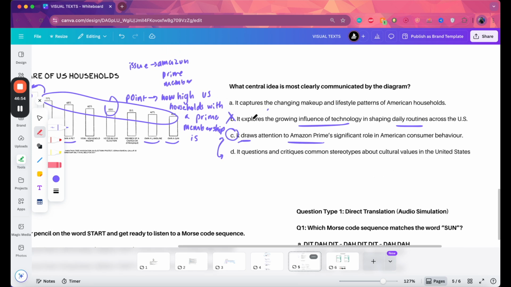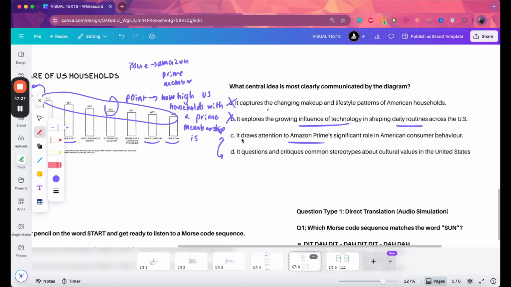I just want to make sure I eliminate A. It captures the changing makeup and lifestyle patterns of American households. I don't think there's enough information to show a change. If they showed a before and after, maybe I can talk about changing lifestyle patterns or some sort of change, but I'll eliminate A. So I'm down to C and D, and they are a little bit tricky to pick between. So I just want to logically go through each part and try and break down the 50-50. So it could be either of these. And if I pick either one, I'll still get at least partial marks according to item response theory. So we'll look at this.